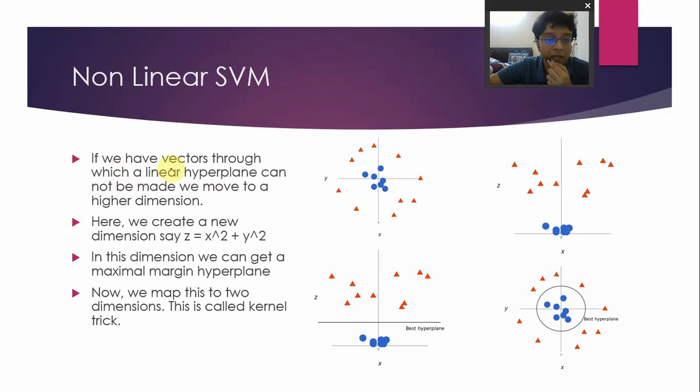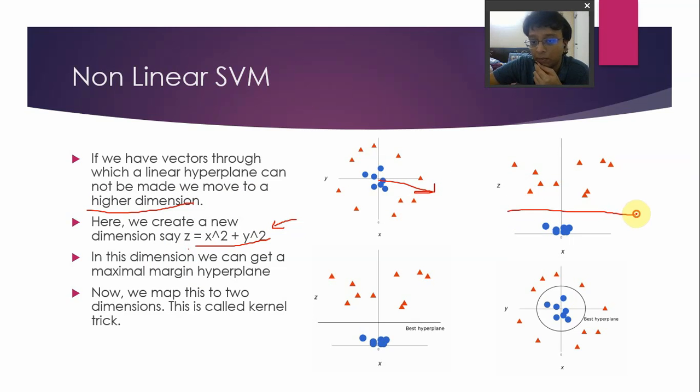So if we have vectors through which a linear hyperplane cannot be made, move to a higher dimension. If we were like this, we move to a higher dimension, say the Z dimension, which has an equation x square plus y square. If you notice, this is the equation for a circle. So we move to a higher dimension, and there we use the procedure as mentioned before to construct a hyperplane.